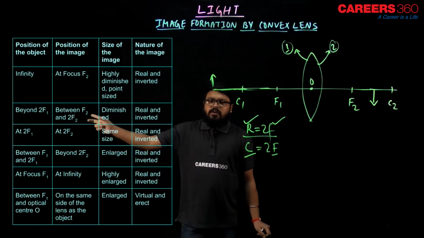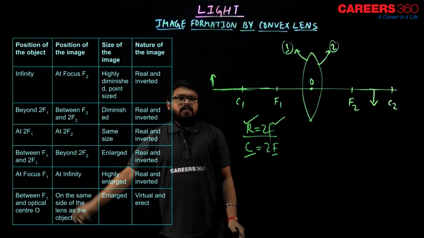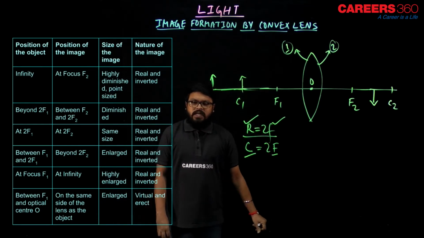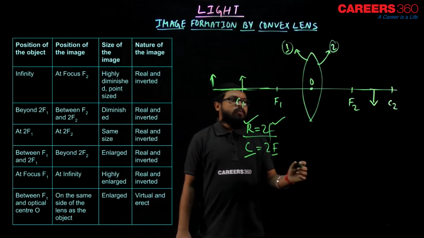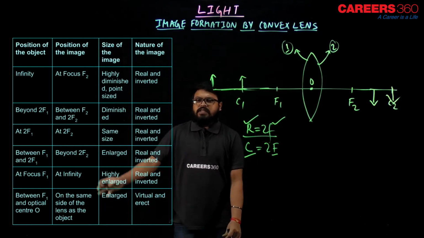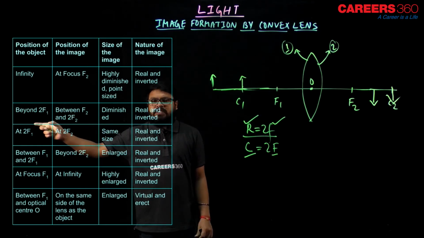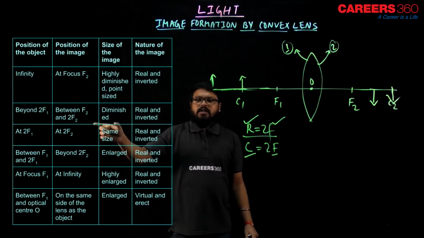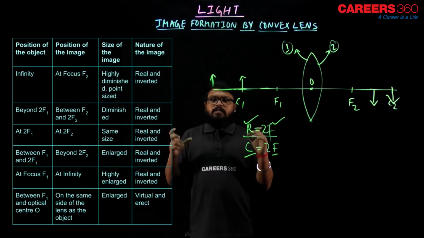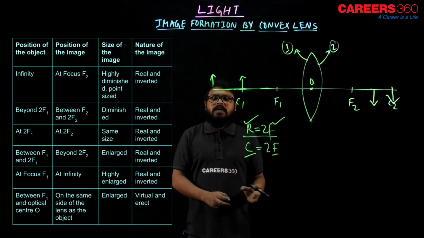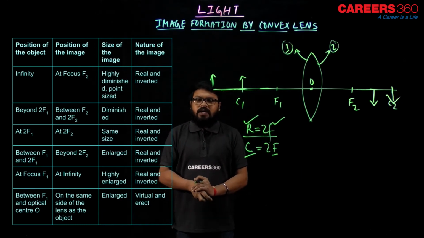And if the object is at 2f1, that is c1, the image would be formed at c2, real and inverted, as you can see. If the object is at 2f1, the image is at 2f2, exactly. Now, the size of the image will be the same size, but the nature of the image would be real and inverted.